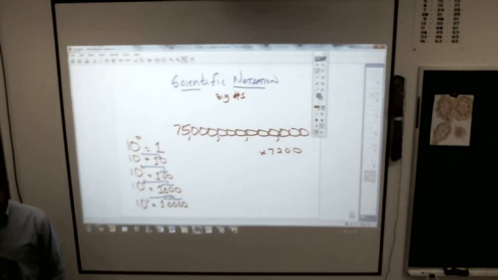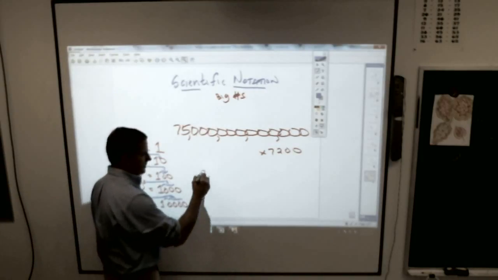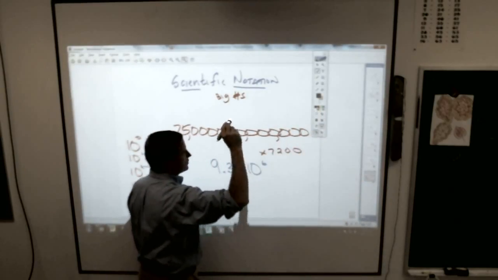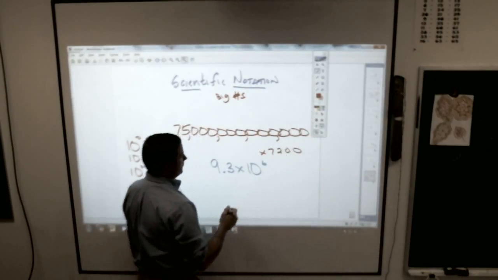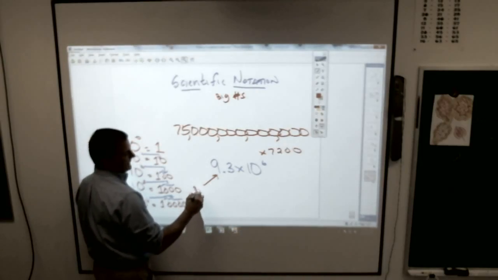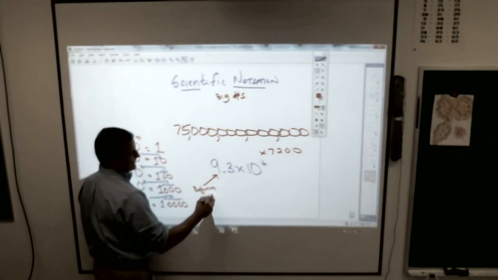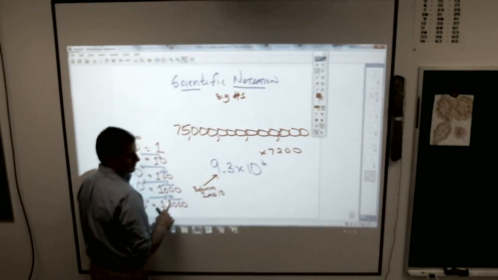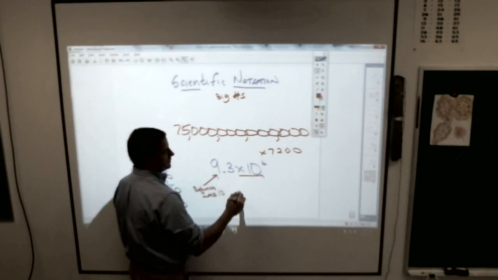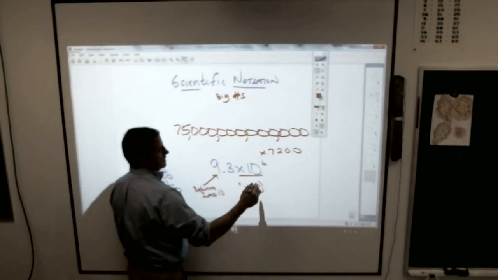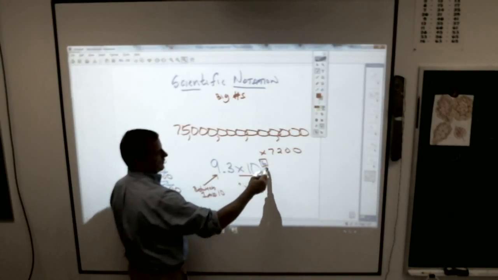Okay? Well, here's what happens with scientific notation. Scientific notation must always end up looking like this: 9.3 times 10 to the 6th power. When something is written in scientific notation, the first thing is this. The number in front of the times sign must be between 1 and 10. 9.3 falls between 1 and 10, so that works. Okay? You always will have a times 10. You'll always have that. And then you have an exponent that goes with that 10.